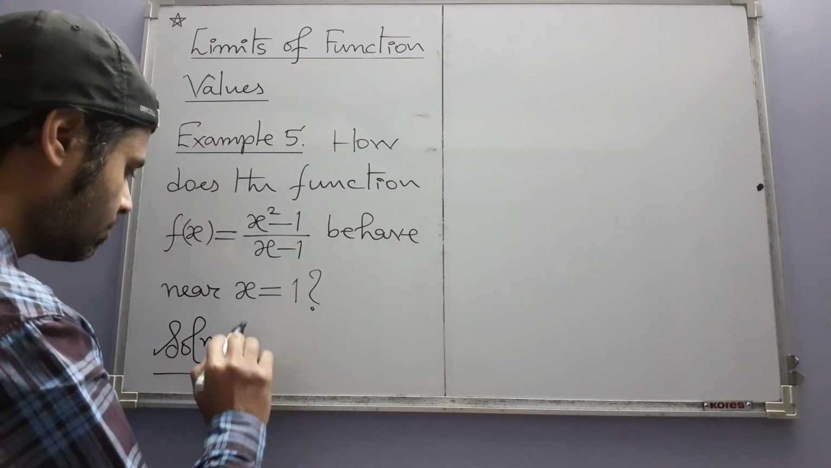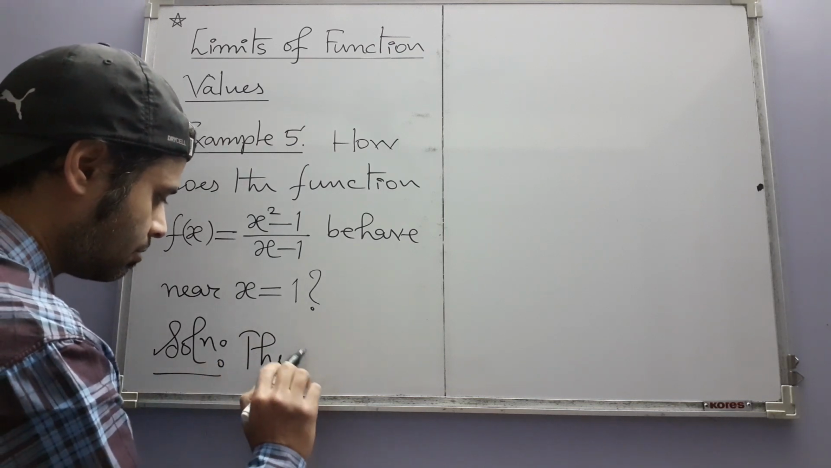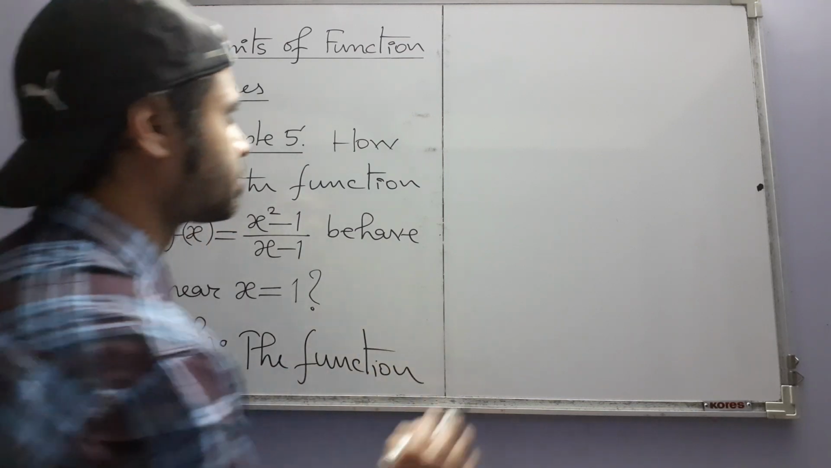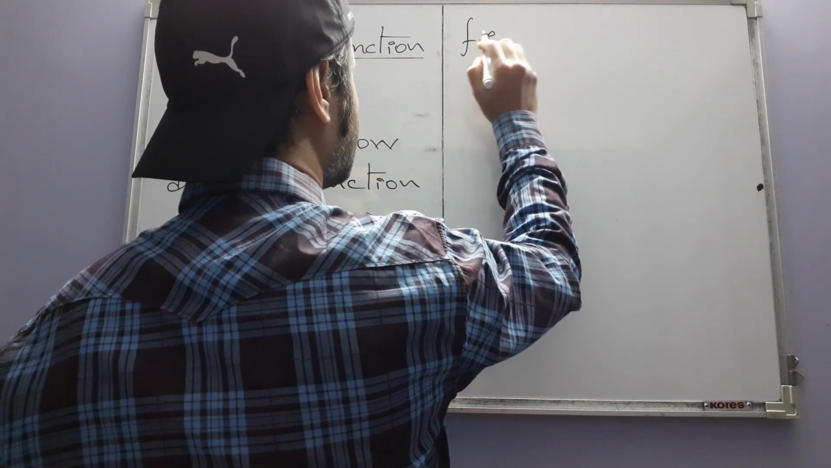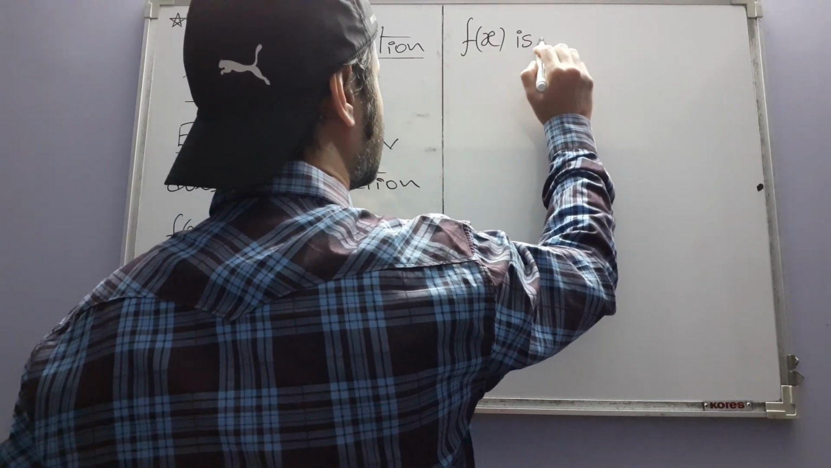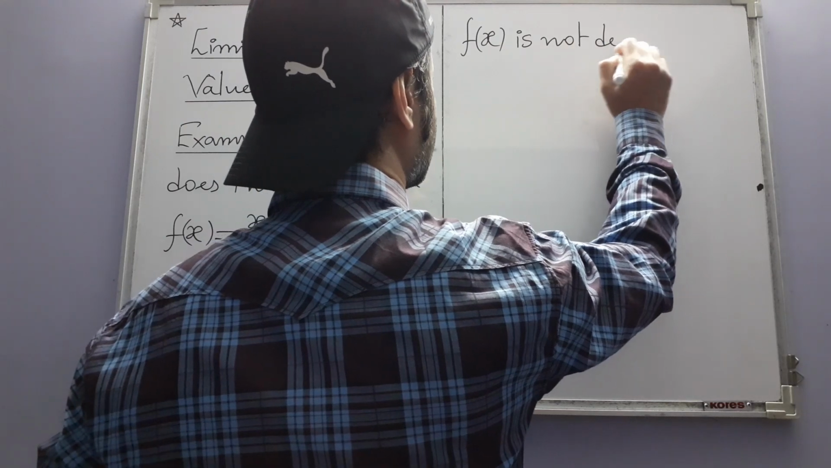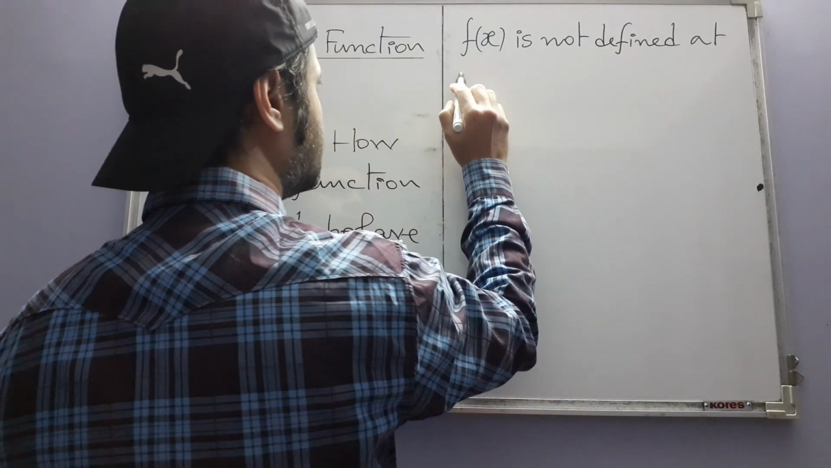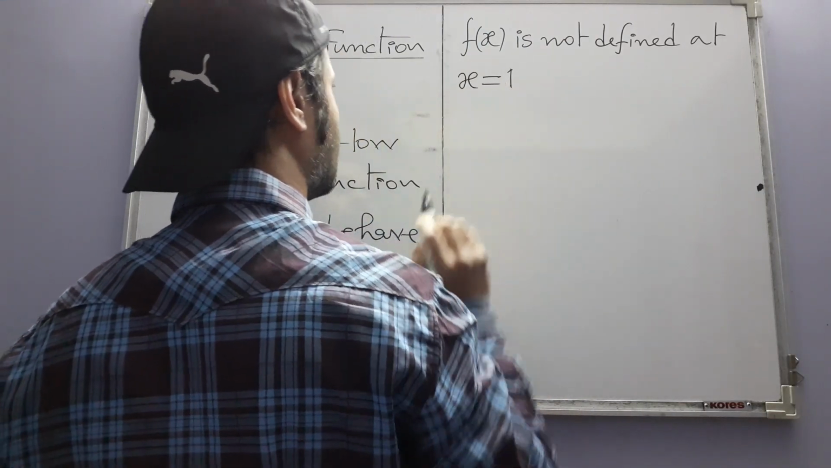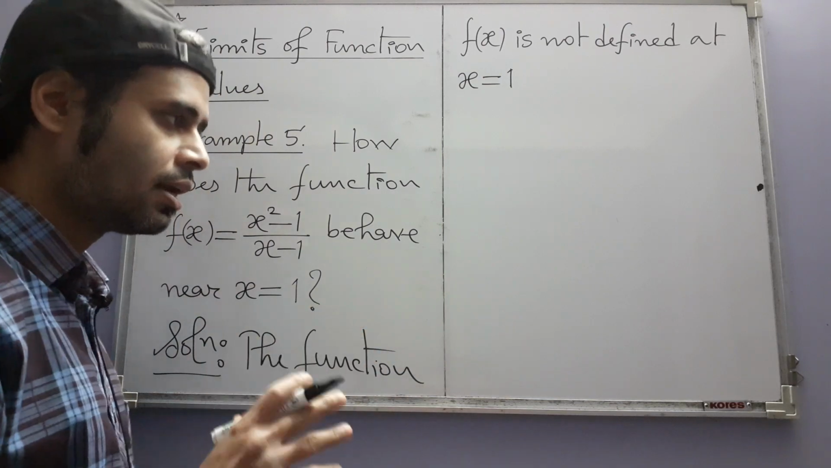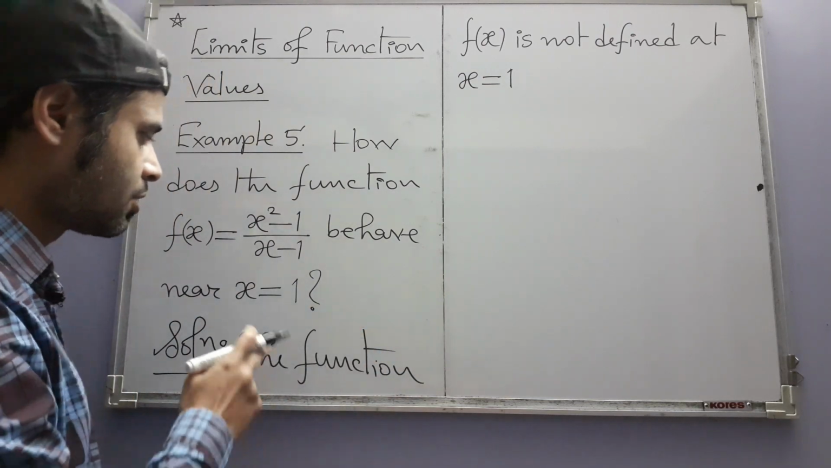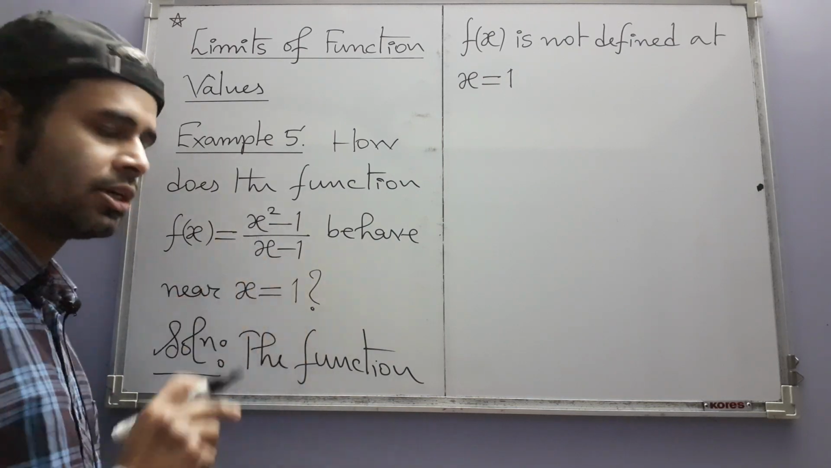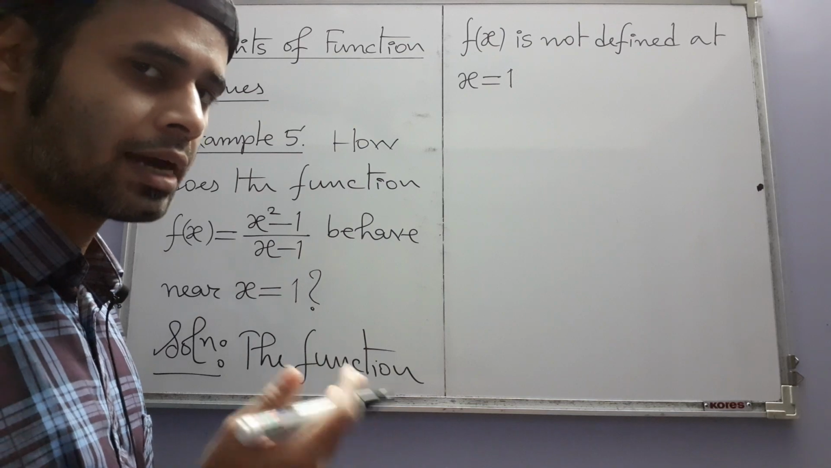Solution. The function f(x) is not defined at x equal to 1, and everywhere else on the real line it is defined, because for no other value of x other than 1 is the denominator 0. It will be non-zero for x other than 1.